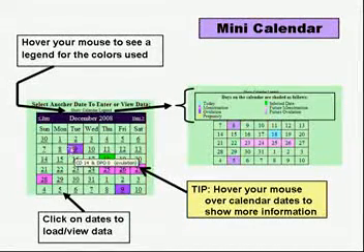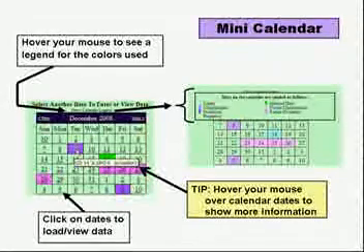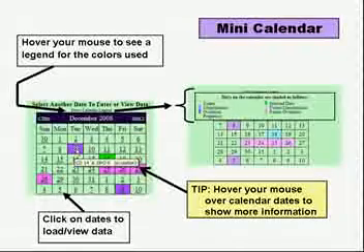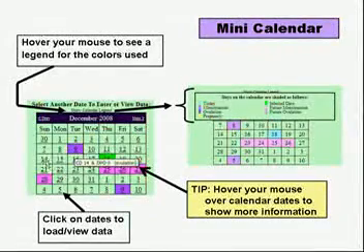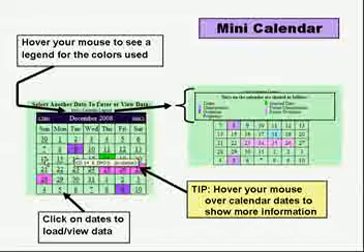So you can find out about individual dates and how they fit into your cycle by just simply leaving your mouse over that date and waiting for the tooltip to appear with additional information. For many of the pages on the site, you'll want to click on these dates to select a specific date or to load data associated with that date, depending on what page you're on.